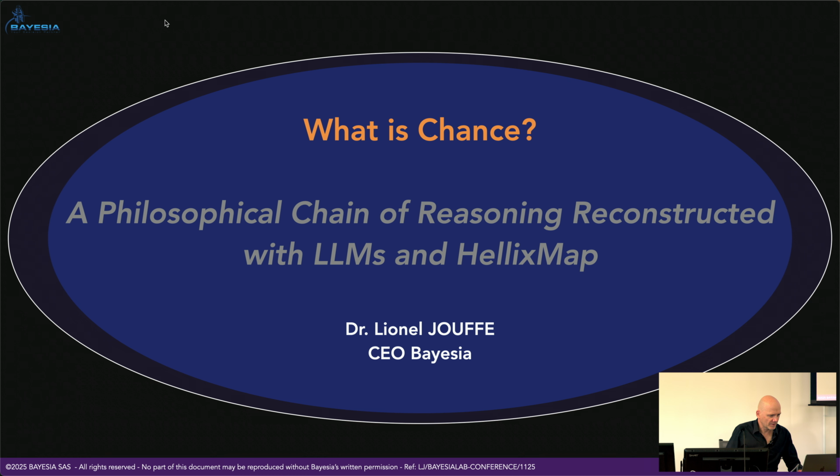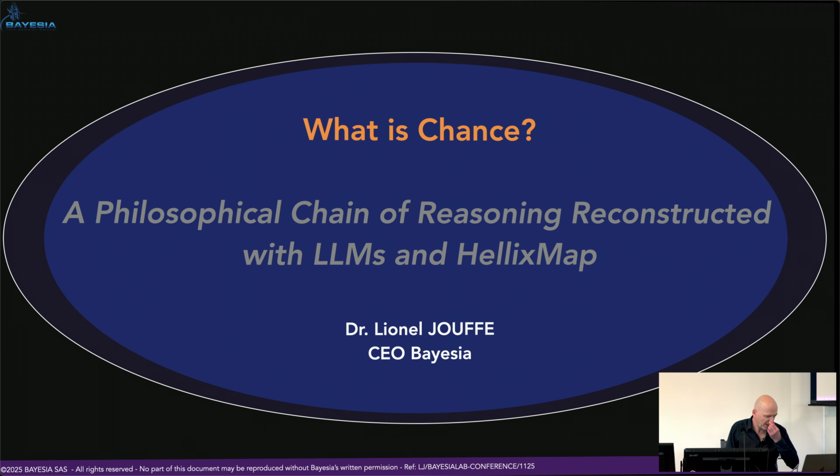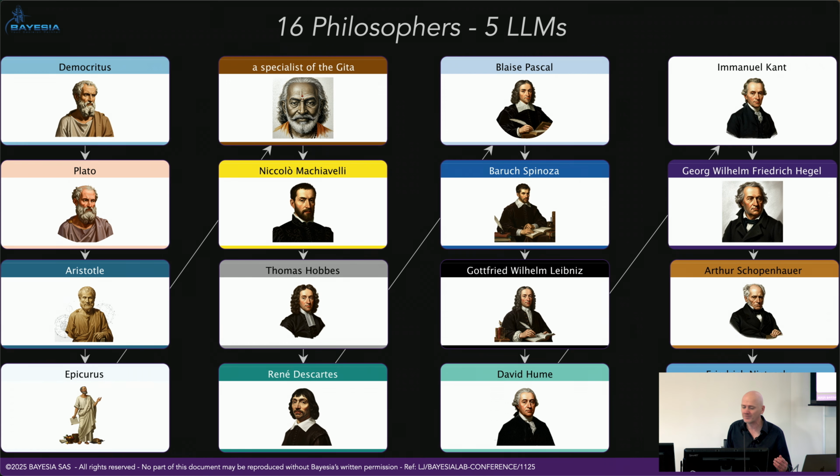Yeah, so this is a direct transition. So yes, the question is, what is chance? And as I said, I used 16 virtual philosophers, from Democritus to Nietzsche, and lots of German philosophers here. I don't know why. Just two French guys, and some English again. And you have this one, the Gita. I don't have any name for this because there is not one philosopher here. I don't know if we can call that philosophy.